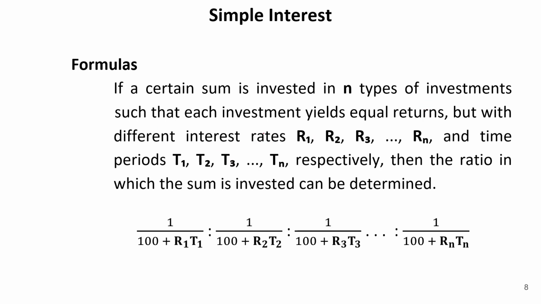If a certain sum is invested in n types of investments such that each investment yields equal returns but with different interest rates R1, R2, R3, up to Rn, and time periods T1, T2, T3, up to Tn respectively, then the ratio in which the sum is invested can be determined as 1/(100 + R1T1) : 1/(100 + R2T2) : 1/(100 + R3T3) : ... : 1/(100 + RnTn).